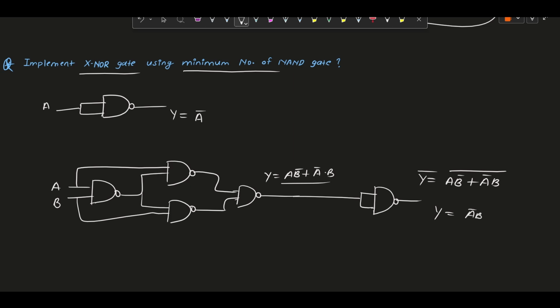Okay, so that is all about the XNOR gate implementation using NAND gates. So how many gates have we used in the XNOR gate? 1, 2, 3, 4, and 5. That is one extra to create the complement, the XNOR gate.